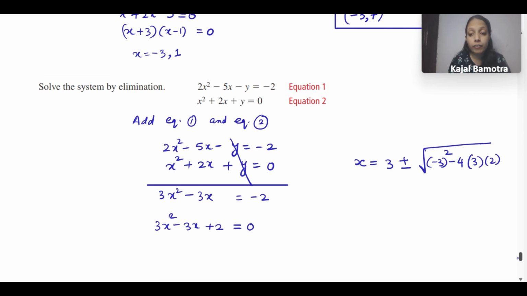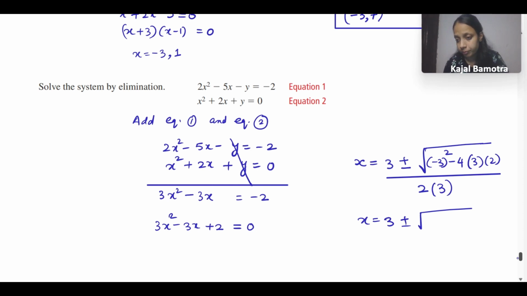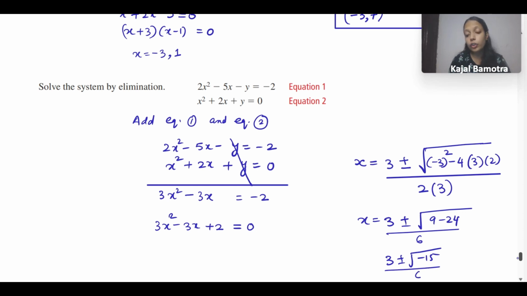I am using the quadratic formula we did in the last lecture. You can check it. Over 2 times 3. So x is 3 plus or minus the square root of 9 minus 24. 9 minus 24 is negative 15. But the square root of a negative number means it is not a real solution. If x is not a real solution, how can y exist? So I will say there is no real solution.